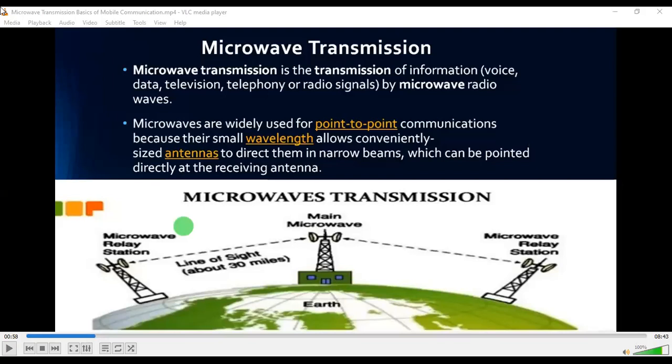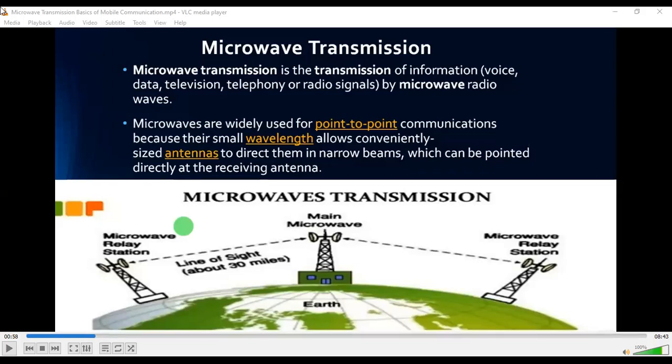In the microwave frequency range, and therefore line of sight communication systems, the frequency range is above 30 megahertz. And for the sky propagation systems, the frequency range is 2 megahertz to 30 megahertz.